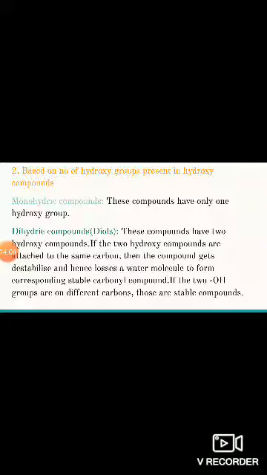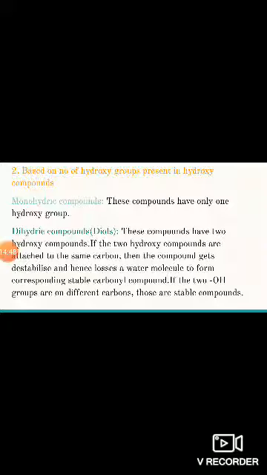If the carbon which is attached to two hydroxy groups is further attached to more electron withdrawing groups, then it gets some stability. For example, in the case of chloral, that is CCl3CHO, trichloroacetaldehyde, on hydration of trichloroacetaldehyde we get chloral hydrate. Chloral hydrate is stable.